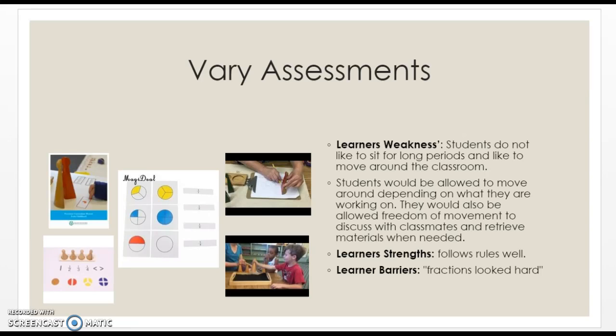Learner weakness was described as students who don't like to sit for long periods and like to move around the classroom. And by providing various assessments, this helps with multiple means of representation, and the students would be allowed to move around depending on what they're working on. They would also be allowed freedom of movement to discuss with classmates and retrieve materials when needed. This environment would also work well for these students as the learner strengths include following the rules well. Again, learner barriers are addressed through providing multiple means of assessment and representation, which will surely aid the learner with the negative feelings towards fractions.